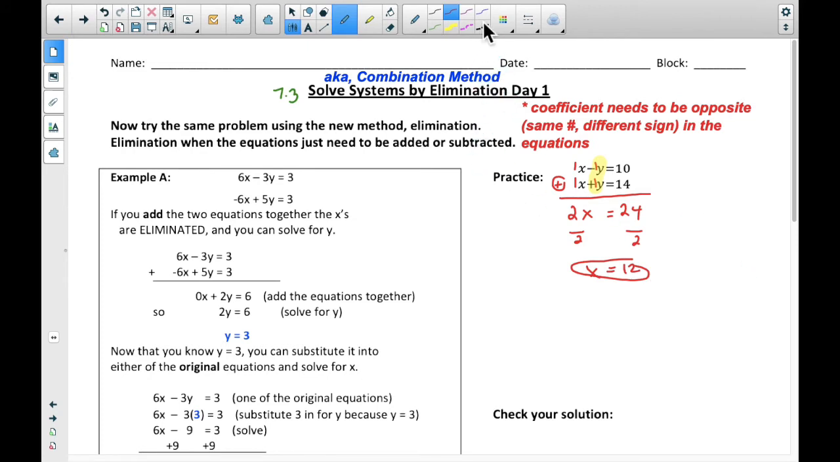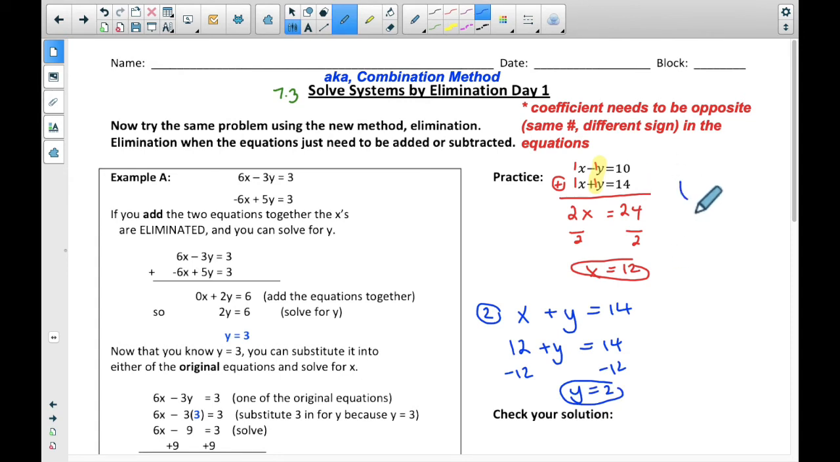Of course, I have to find my y also. And we do that just like we were doing it in the other method. So we have to take that 12 and plug it back into one of the equations. It does not matter which one. I'm going to pick equation number 2, because it does not have negatives, so I think that's a little bit easier. So that's going to give me x plus y equals 14. My x is 12. My y is what I'm looking for. So I plug in that and I subtract 12 from both sides and I get y equals 2. So my answer should be (12, 2). And that's my final answer.